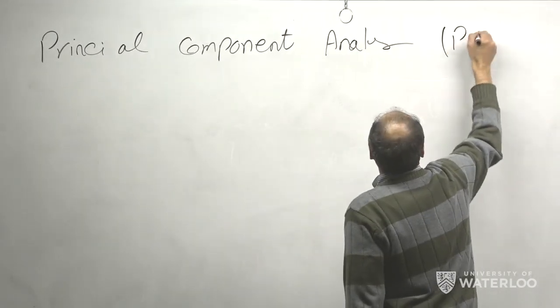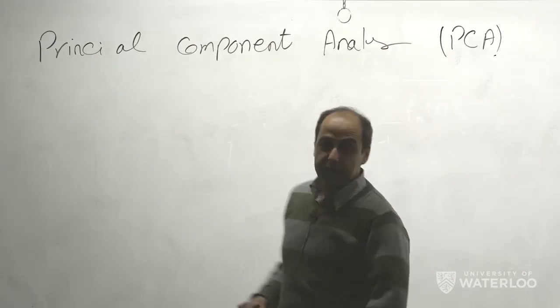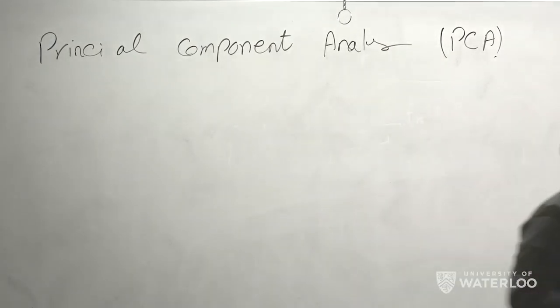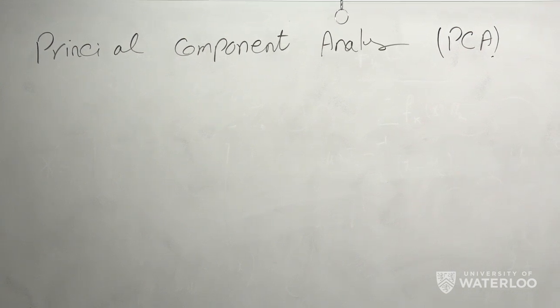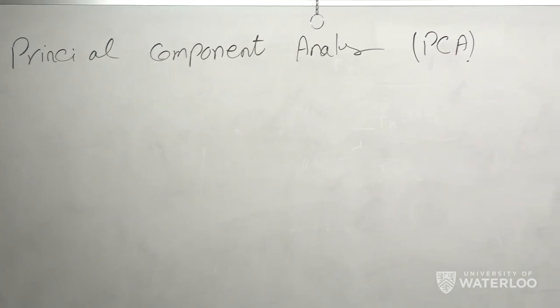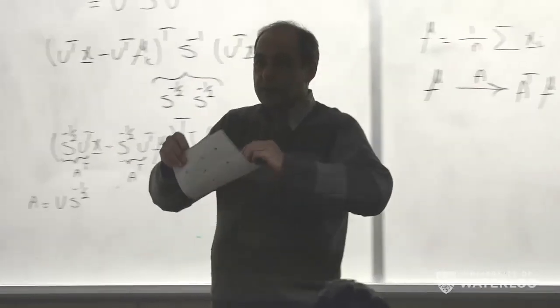So principal component analysis, PCA, is a technique for dimensionality reduction. Basically, you can reduce the dimensionality of data using this technique from high dimensional space to lower dimensional space. And this is an example that I usually use.